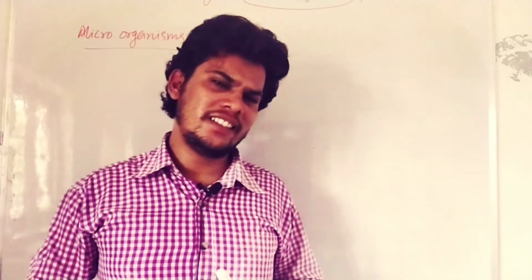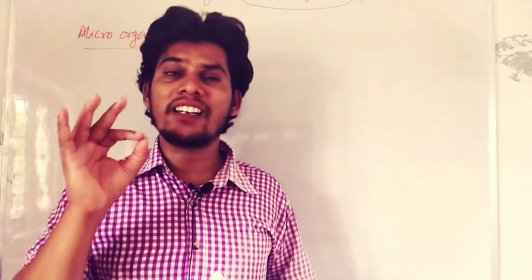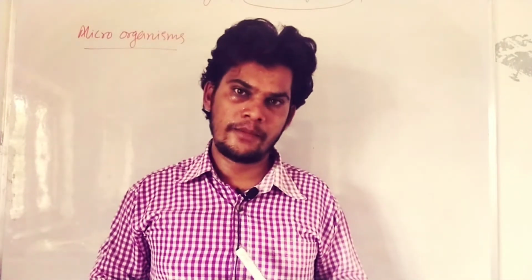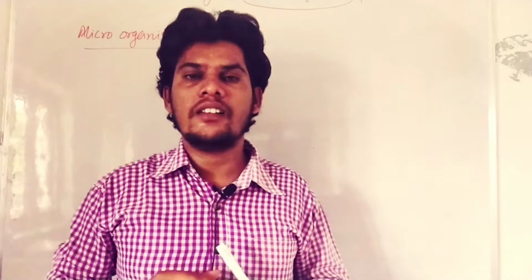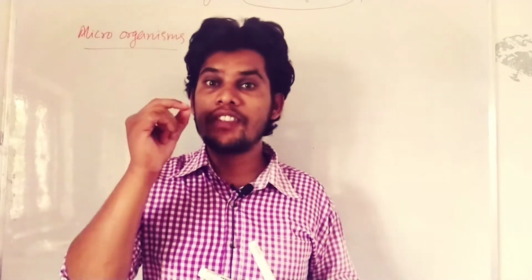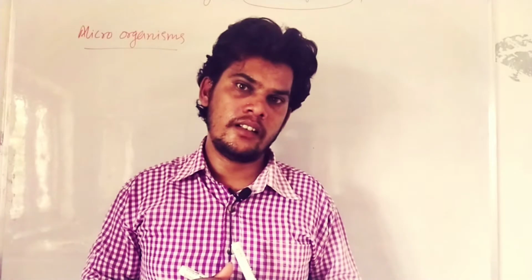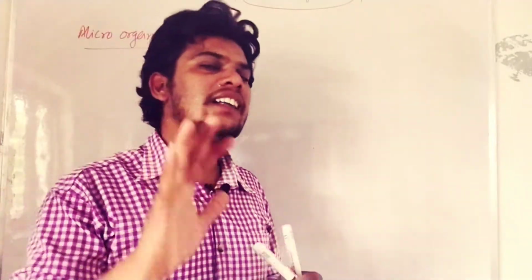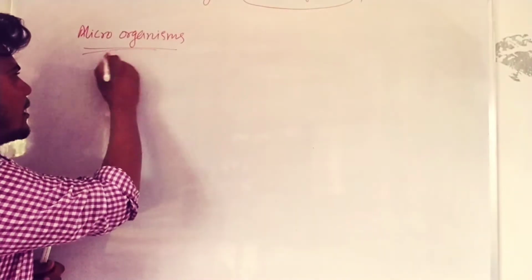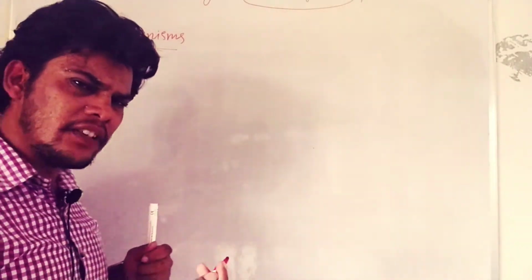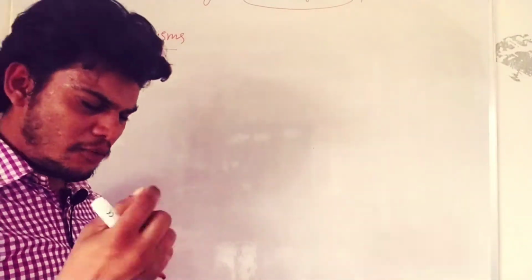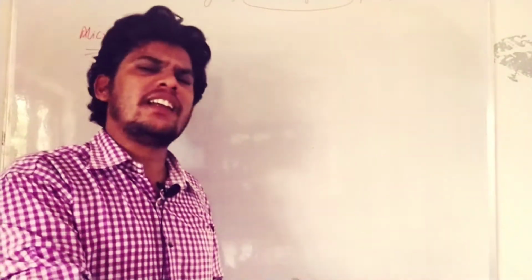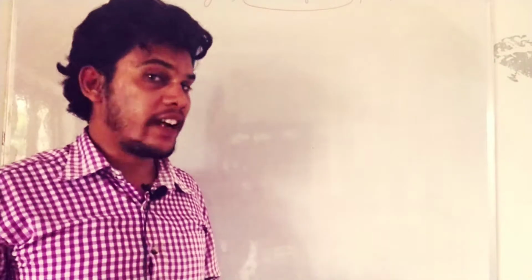Do you know, dear students, some organisms are ultimately invisible to our eyes. We cannot watch some organisms with our naked eye. There is an invisible world in this creation. That invisible world is nothing but microorganisms. We know what is the meaning of the word micro. Micro means a very minute creature, a very small creature which is not visible to our eyes.